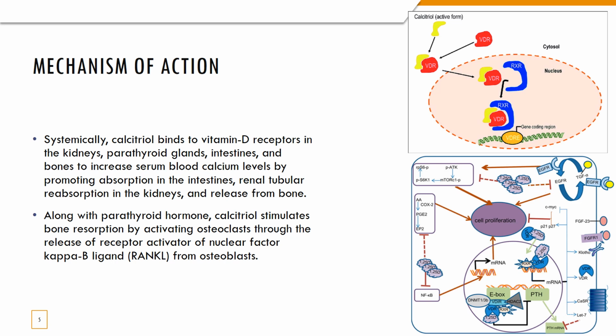Calcitriol also significantly inhibits the proliferation of normal human epidermal keratinocytes and T lymphocytes by inducing apoptosis. It also does it by inhibiting gene expression of relevant chemokines and epidermal proteins involved in psoriasis.